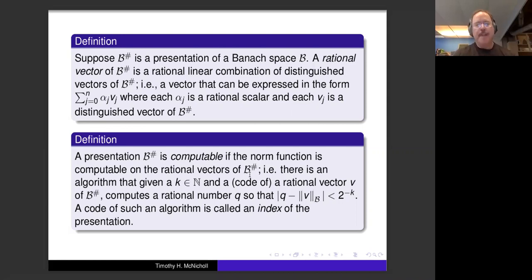So it's just keeping things in context. It's defined in some ways a lot like how we define a computable presentation of a metric space. Instead of saying distances between distinguished points can be computed, we mean norms of rational vectors can be computed. Then some terminology that's going to come in the block: a code of such an algorithm is what we call an index of the presentation.